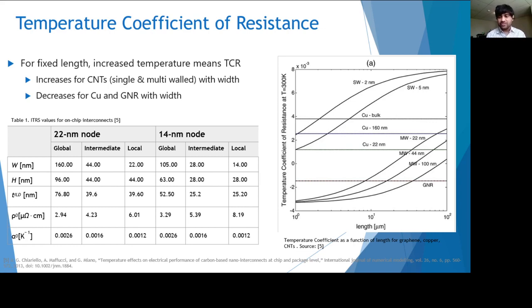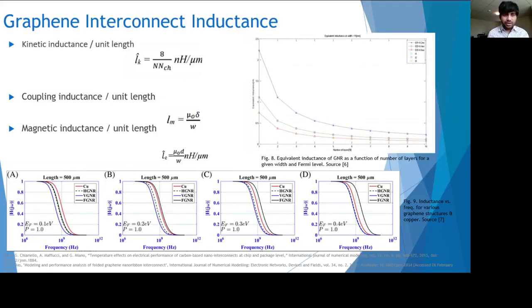So table 1 shows the physical dimensions, resistivity, reference temperature coefficient, for producing the graph. And so these are the equations for the various inductances. Figure 8 shows that as the number of layers increases, the overall inductance decreases. Inductance also decreases with width according to the equations that are shown there for coupling and magnetic inductance.